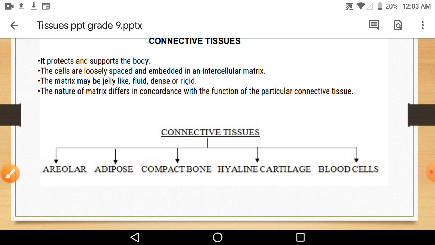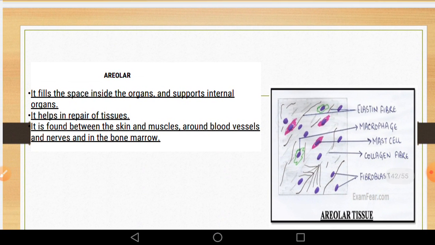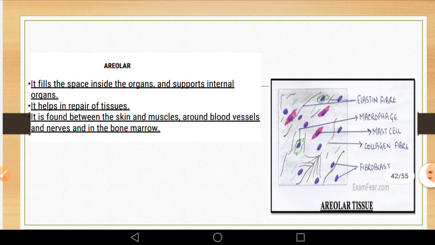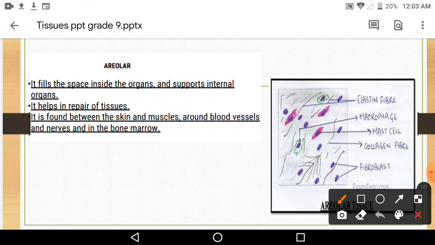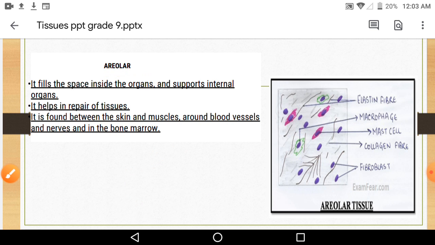Now let us see areolar tissue. It fills the space inside the organs and supports internal organs. The space between the organs is filled by this areolar tissue. It helps in repair of the tissue, in wear and tear. It is found between the skin and the muscle. Suppose in a body the layer of skin is there, and after that the muscles, so it is found between them, around blood vessels and nerves, and in bone marrow.